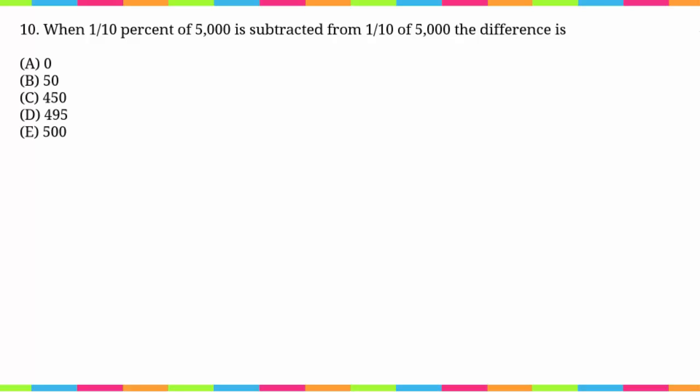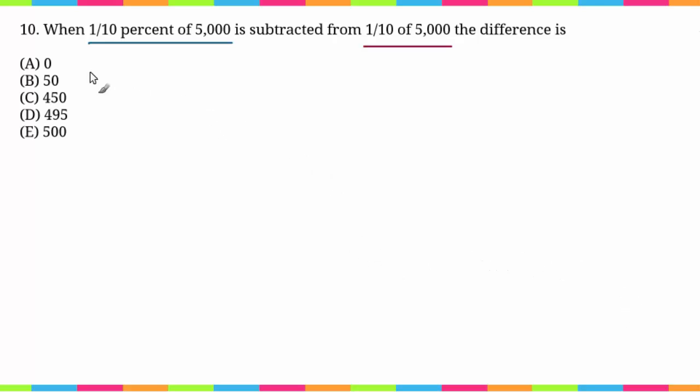So this question says, when 1/10% of 5,000 is subtracted from 1/10 of 5,000, the difference is what? There's one thing you should really pay attention to in this question because these look really similar. However, this one says 1/10% of 5,000, and this part just says 1/10. Sorry, hopefully loud before I said percent, but this one says 1/10%. This one just says 1/10. So that's going to be the major difference in the two, and we're going to see how the percent comes into play.